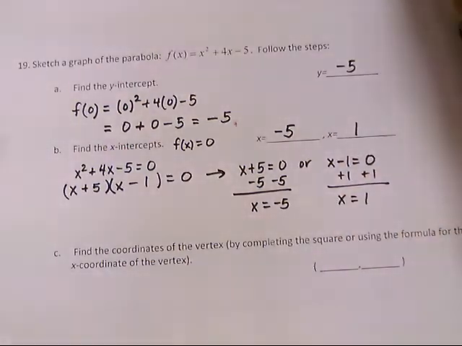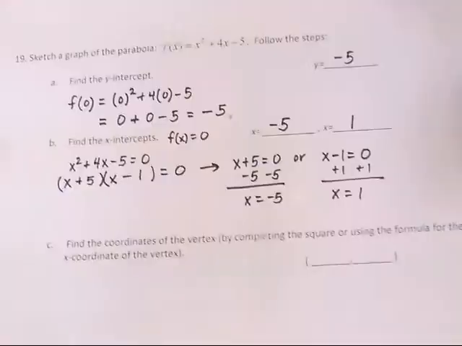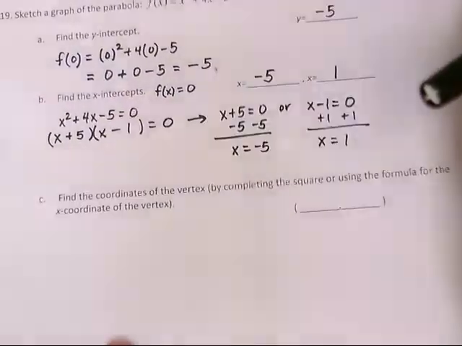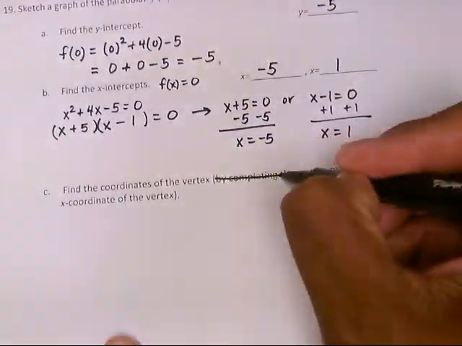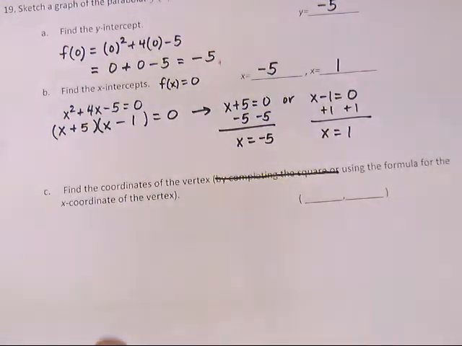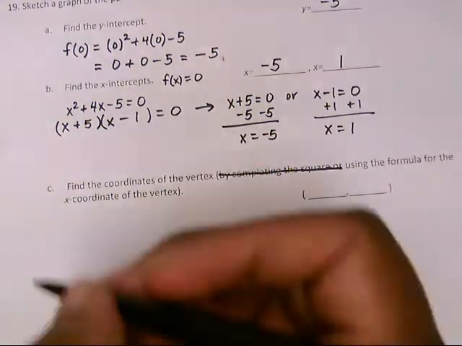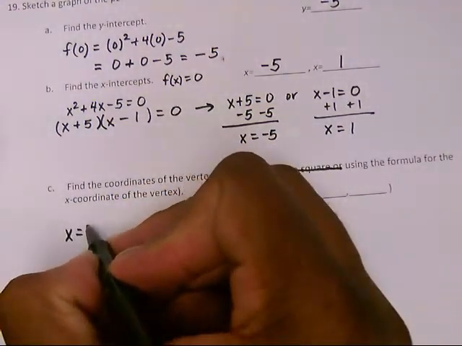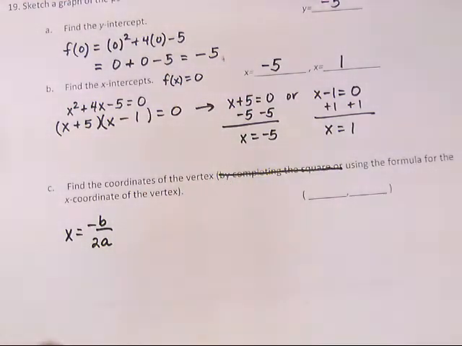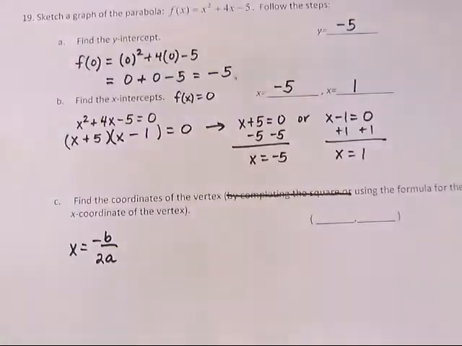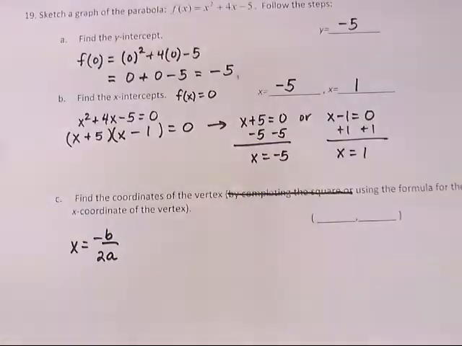And in part C, you're going to find the coordinates of the vertex by using the formula for the x-coordinate of the vertex. Now, we haven't talked about completing the square. But here we use that x equal negative b over 2a to help us find the x-coordinate of the vertex and then substitute in the original formula, f of x.